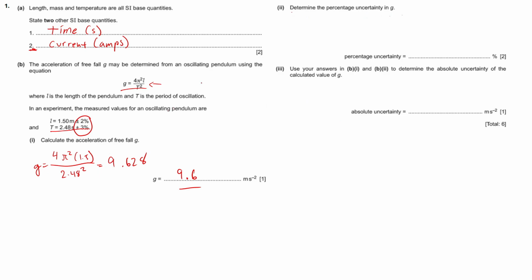Okay, so let's look at our equation for g. These are our two values that contribute to percentage uncertainty. In this case, L contributes plus or minus 2%, and T contributes an additional 3%. But since T is squared, we count this twice. Then we just add these two up. So you get 2 plus 2 times 3, which is equal to 8. So it's 8%.